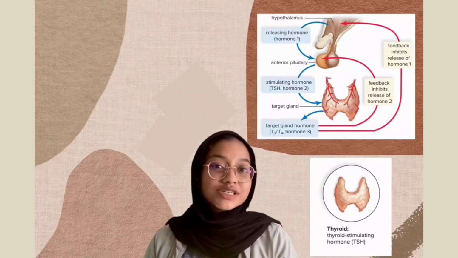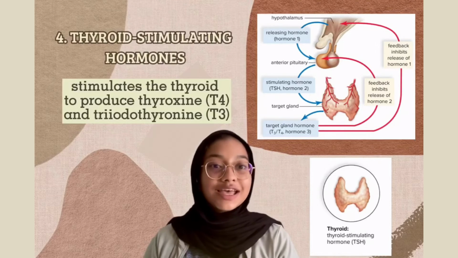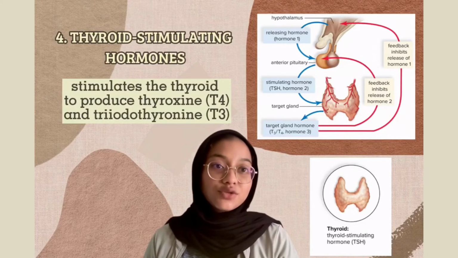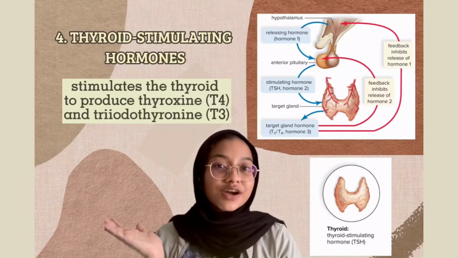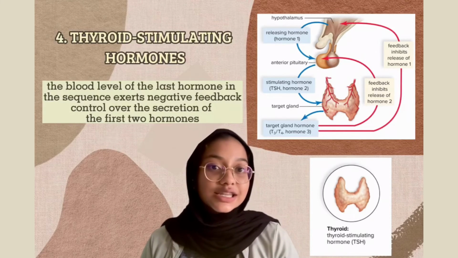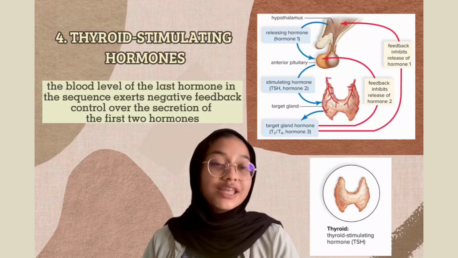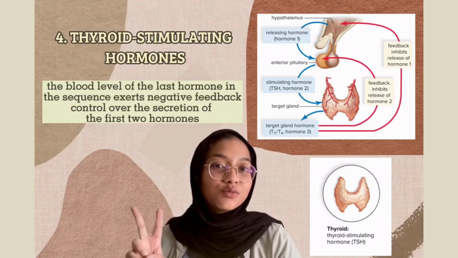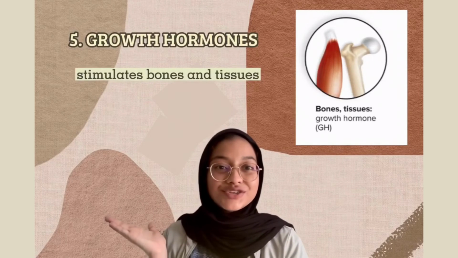Last but not least, as shown in the diagram as the example, thyroid stimulating hormone, TSH, stimulates the thyroid to produce thyroxine and triiodothyronine, which is T4 and T3. In each instance, the blood level of the last hormone in this sequence exerts negative feedback control over the secretion of the first two hormones. And the last example is growth hormone that stimulates bone and tissue.